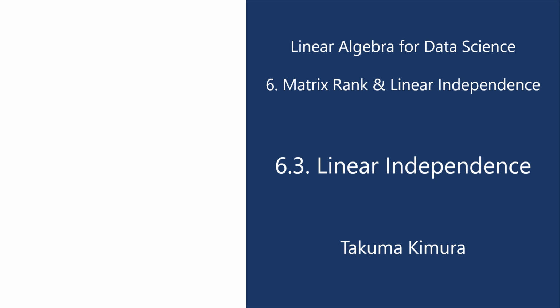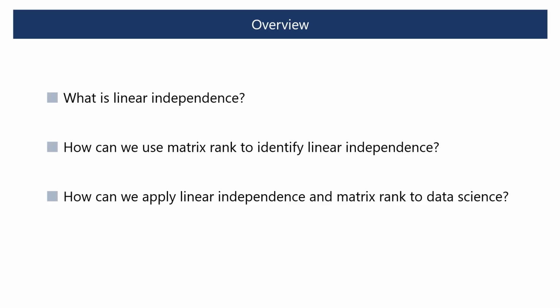Chapter 6, Section 3, Linear Independence. In data science, the concept of linear independence indicates whether features or vectors contribute unique information or overlap with others.